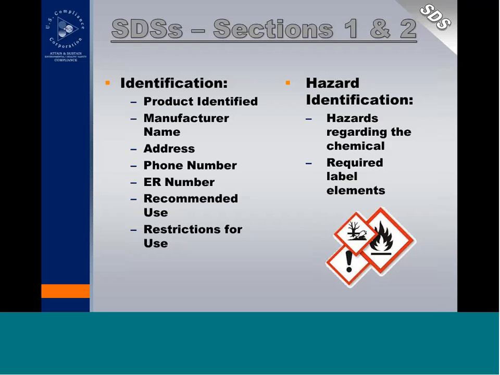Section 2 is hazard identification. Here we are going to find basic hazards regarding the chemical. A lot of the components on your chemical container labels will be found in this section, to include your required label elements such as pictograms that you can see in the lower right-hand corner of the slide. Again, we'll review those towards the end of this presentation.